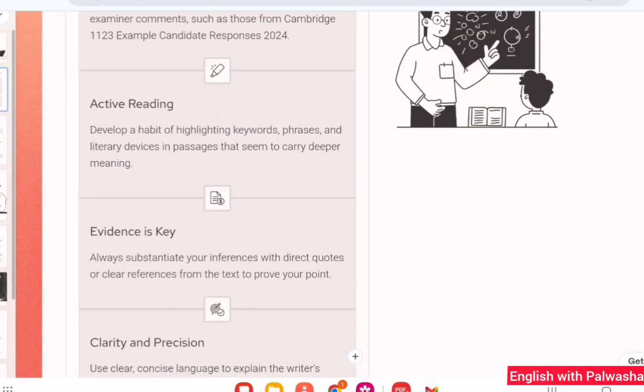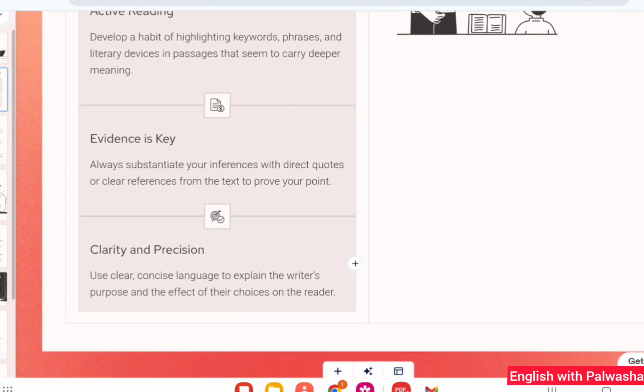There is an active reading habit. Please highlight the keywords and phrases while reading, and the literary devices in the passages that seem to carry deeper meaning, and infer, make your own interpretations. And then you're going to practice this. It will help you a lot.